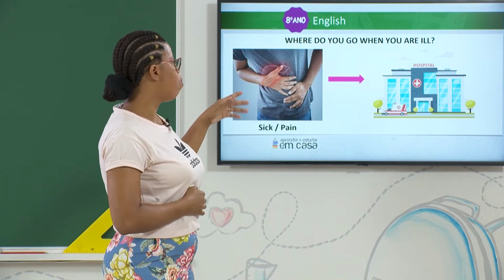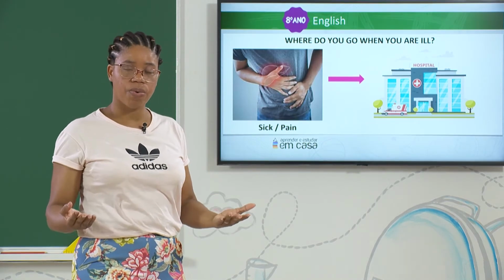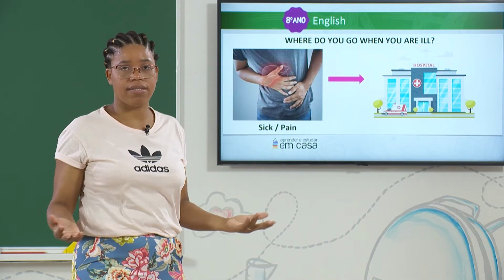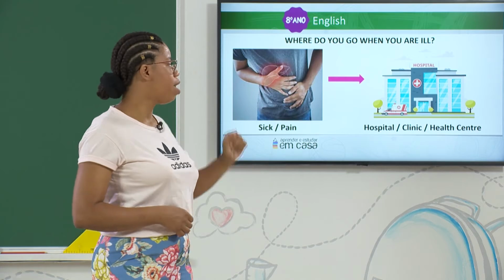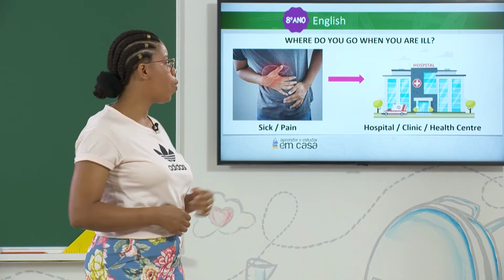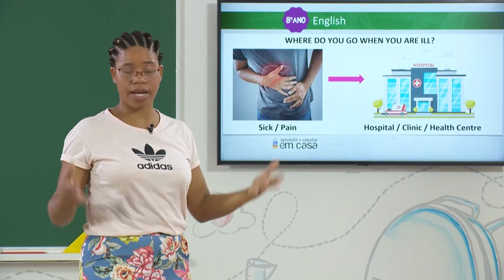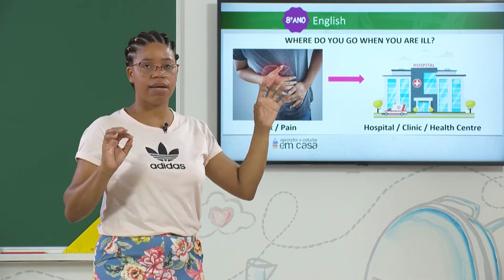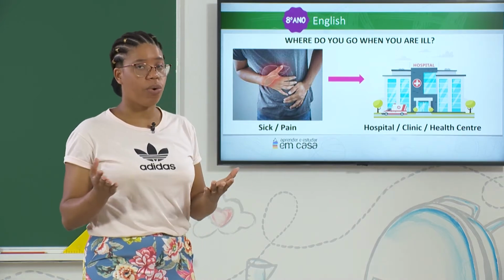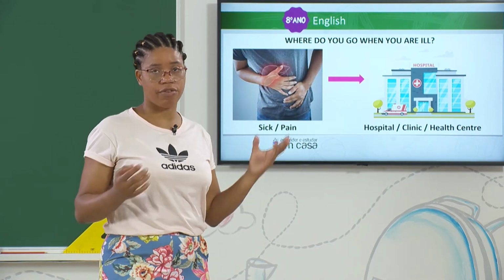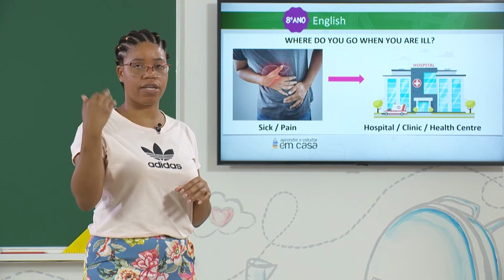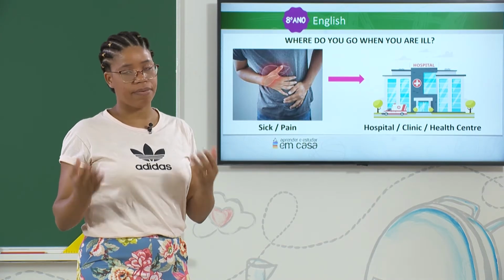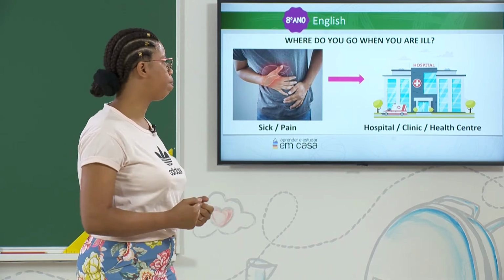Okay? Where is the place that a person goes when we feel some problem? The place is the hospital. Sure. We go to the hospital. We can go to a clinic. Or we can go to a health center. In our country, we have main health centers in some zones. But we also have our central hospital, Agostinho Neto. And there are also main clinics that people can go to for health treatment.